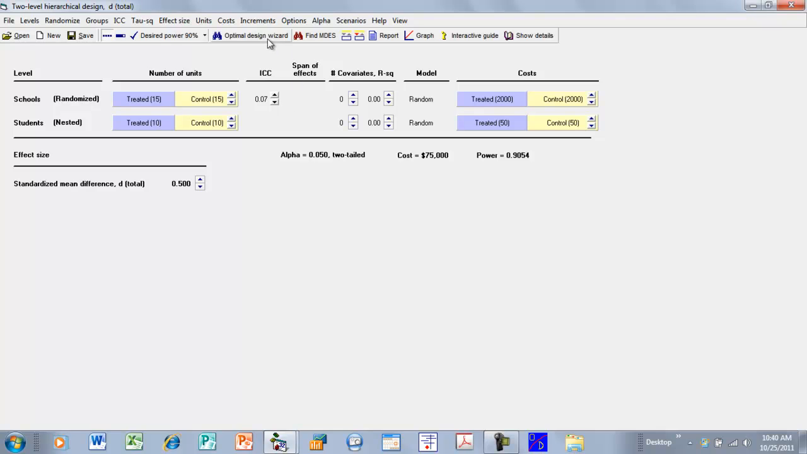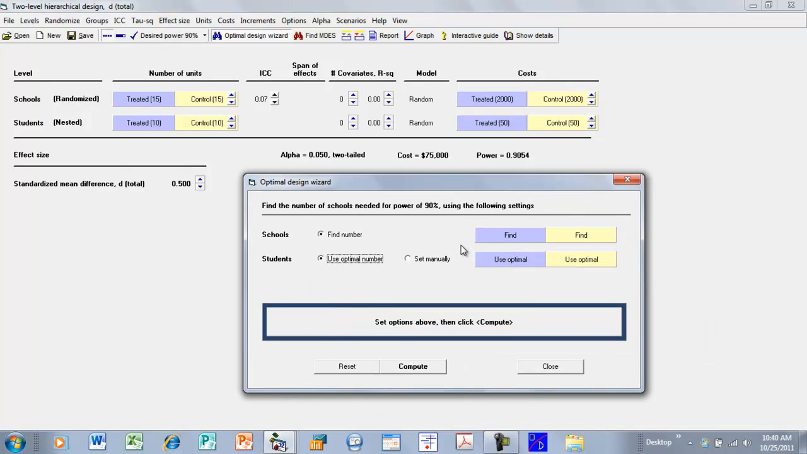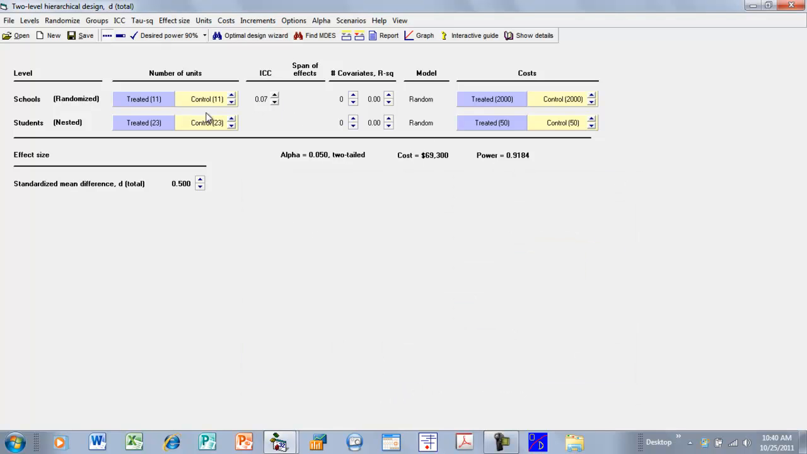And the easiest way to do that is to click on this thing over here called the Optimal Design Wizard. We're going to accept all of the defaults. We'll come back to that in a few minutes. We click Compute, and the program tells us that the most cost-effective design would be to have about 11 schools for each treatment with approximately 23 students per school. So we'll paste that information in. We see it over here now. We have 11 schools per treatment, 23 students per school. The total cost is going to be about $69,000. Power is going to be about 92%.